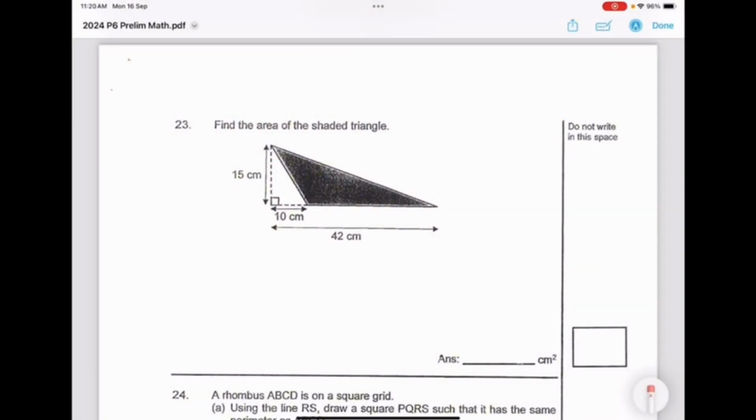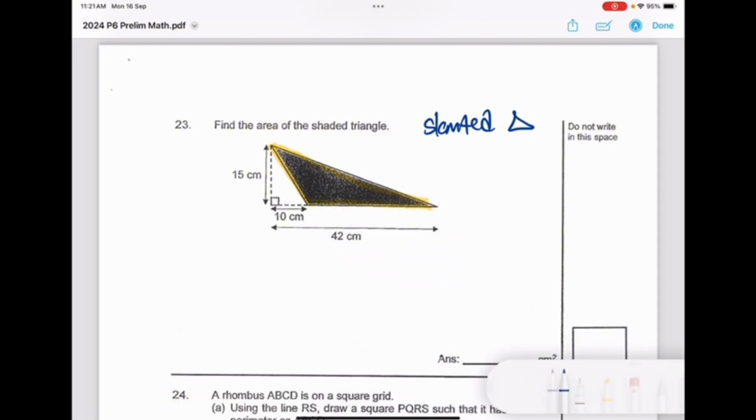Reading the question, it says, find the area of the shaded triangle. Right over here, I can immediately tell that this is an area question. And this triangle given to us is something we like to call a slanted triangle. Whenever I'm faced with a slanted triangle, what I want to do is to identify the height first. The height of a slanted triangle is definitely not this, neither is it this. What we need to understand is that the height of the triangle is the vertical height from its base, which is right over here. So 15 cm is the height.